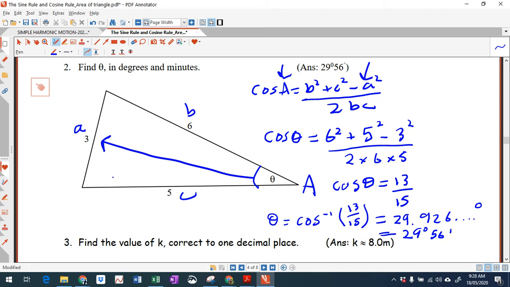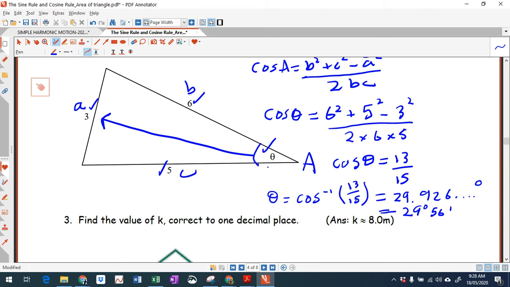So that was the cosine rule. And again, what did the cosine rule involve? It involved three sides, one, two, three, and an angle. So the cosine rule always involves three sides and an angle.